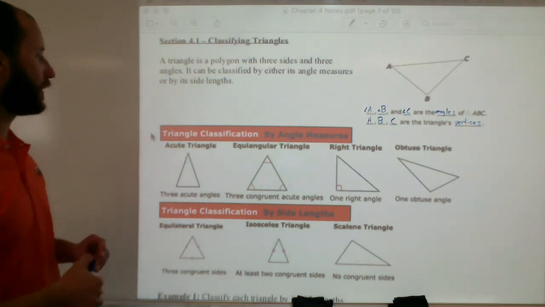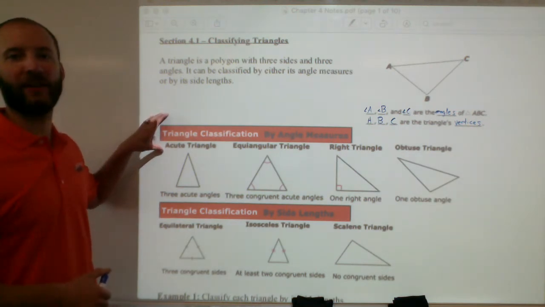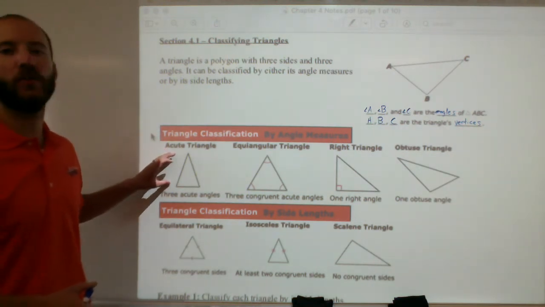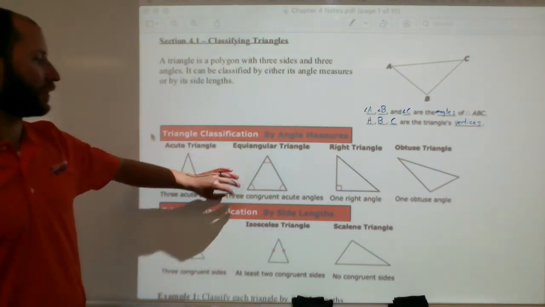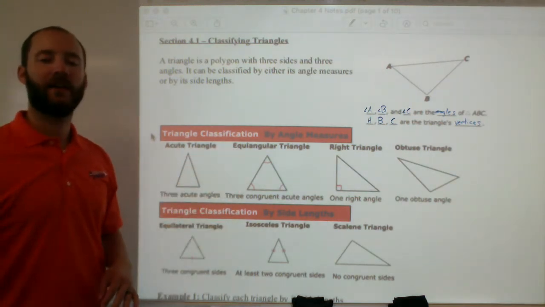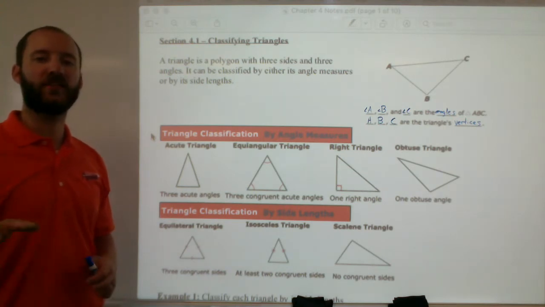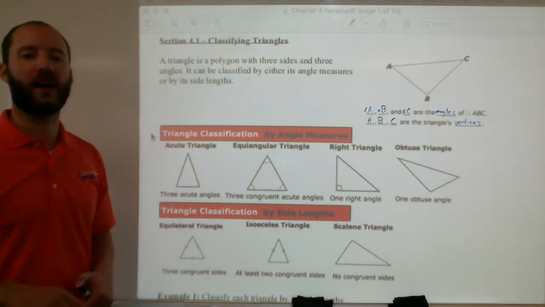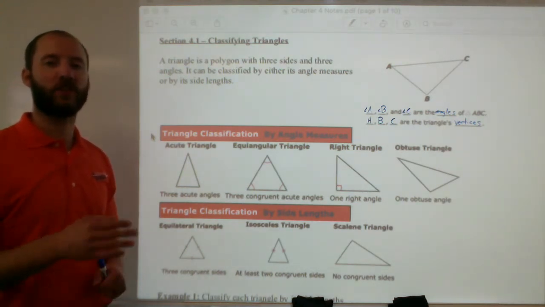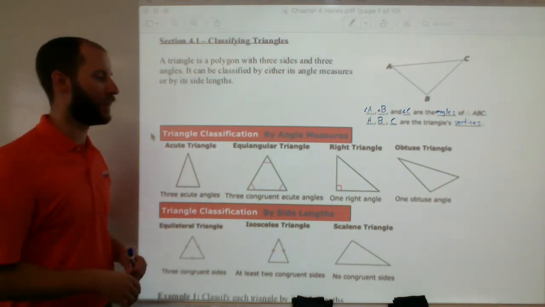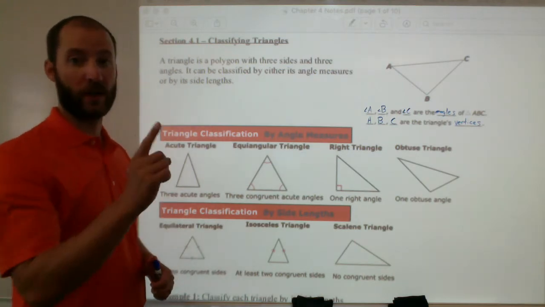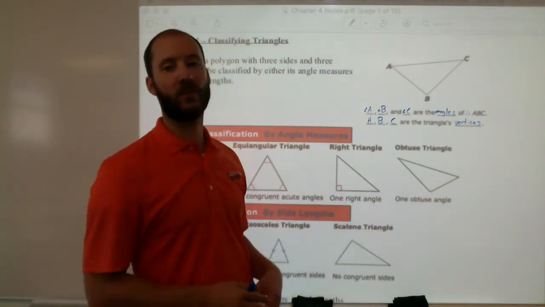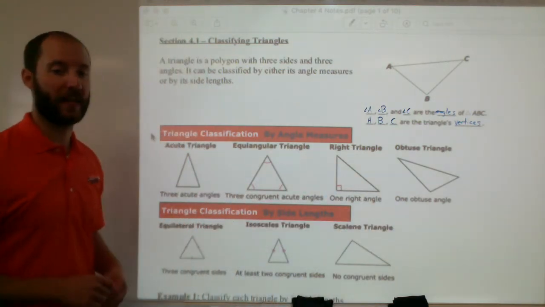Now, how we can talk about triangles, we can classify it by the angle measures. So we have acute triangles with 3 acute angles. We have equiangular with 3 congruent acute angles. So a little kind of subsection of acute triangles. You have the equiangular, which are 3 congruent acute angles. A right triangle with just 1 right angle, and an obtuse triangle with 1 obtuse angle.